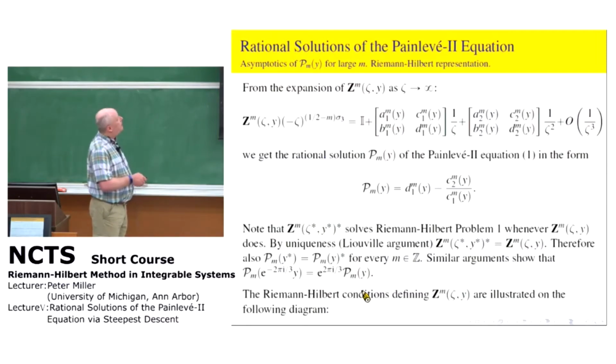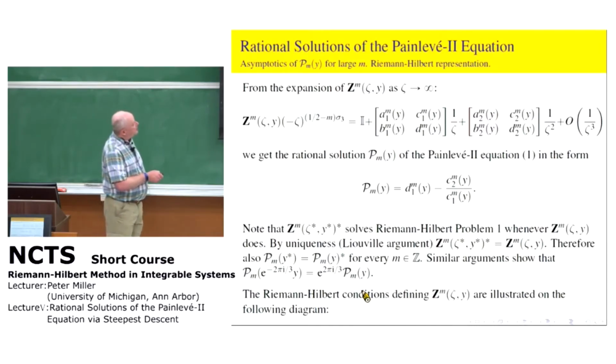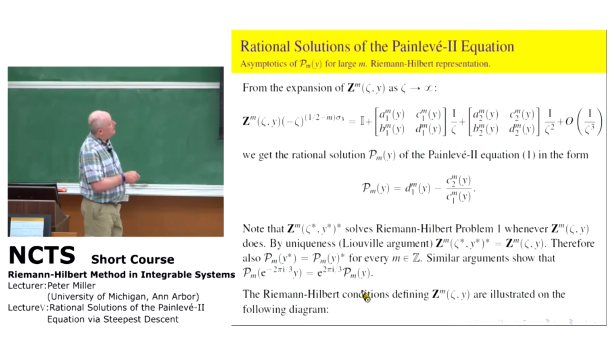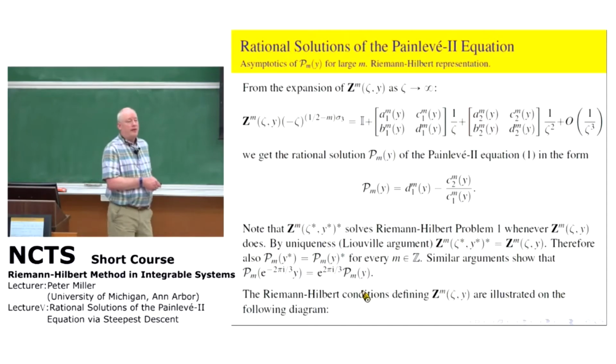Okay. All right, so then if you solve that problem, then the Zm should have an expansion as zeta goes to infinity. So Zm times this power factor went to the identity matrix, but that means really it's identity plus something times 1 over zeta plus something times 1 over zeta squared, and those somethings will depend on the m, and they'll depend on the y, which are both parameters in this matrix. Okay. So from these expansion coefficients, we get the rational solution, Pm, of the Painlevé 2 equation by this explicit formula here.